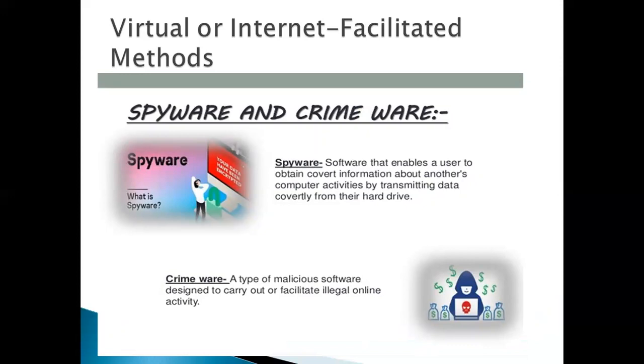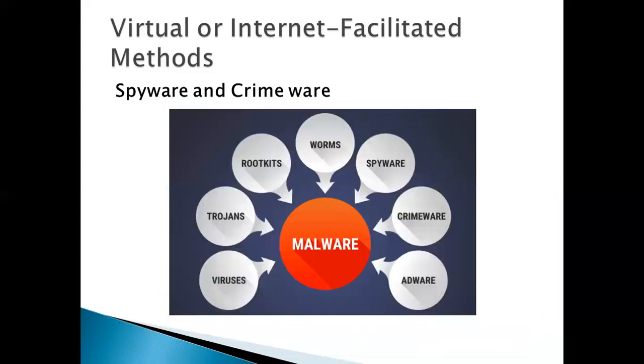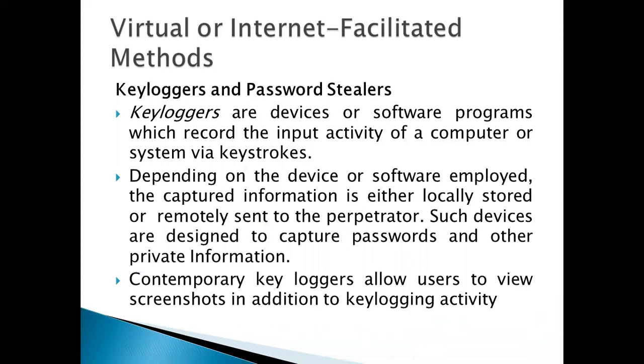Next is spyware and crimeware. What is spyware? It is software that enables a user to obtain covert information about another computer's activities by transmitting data covertly from their hard drive. Crimeware is software that is designed to carry out or facilitate illegal online activity. We have different kinds of malware. Among that malware, spyware, crimeware, worms, trojans, viruses, rootkits, and adware are there.